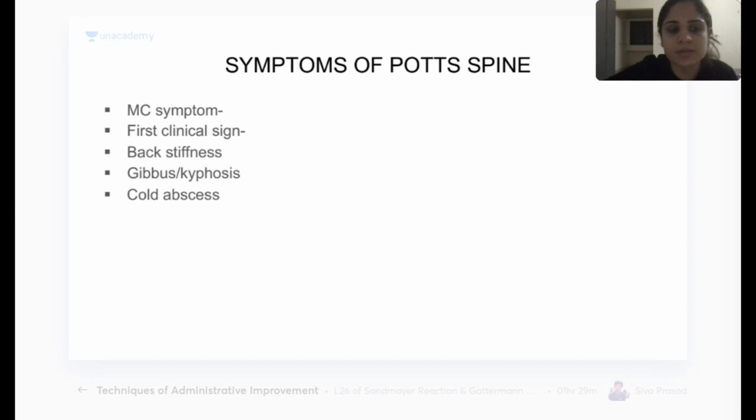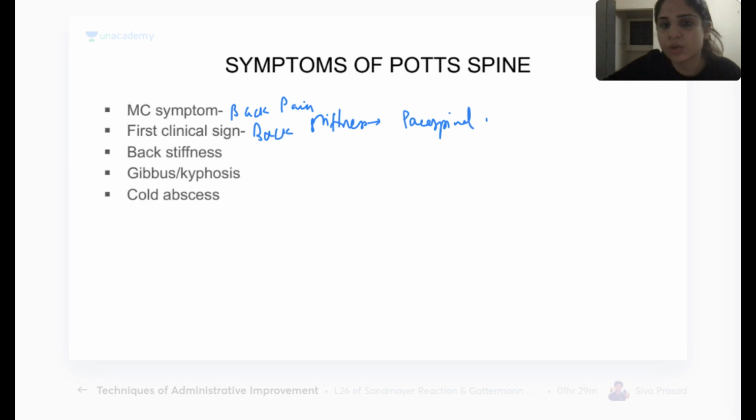So just to revise, what was the most common symptom of Pott's spine? I did it with you guys in the last class. Most common symptom of Pott's spine: back pain. Yes. What is the first clinical sign of Pott's spine? Back stiffness. Yes. And why is that back stiffness happening? It's because of involvement of what muscles? Because your paraspinal muscles get involved in the inflammation. Okay.